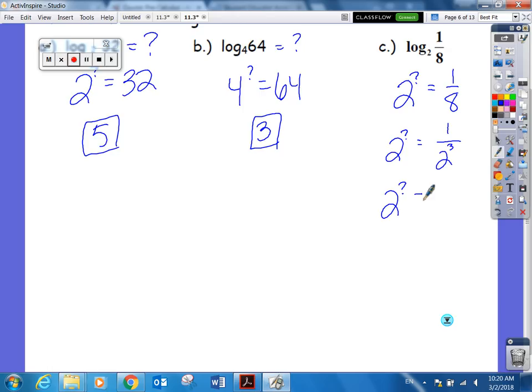So 2 to the what? As long as I have like bases, I can set my exponents equal. So I can bring this to the top, just like I can bring it from the top to the bottom to make it positive. I can do the same thing, top to bottom, bottom to top, to make it negative. So 2 to the negative 3. Now that my bases are the same, my answer is negative 3. If you can figure that out from right here, terrific. Okay, if you can't, get your like base, set your exponents equal, and you can get the answer that way.